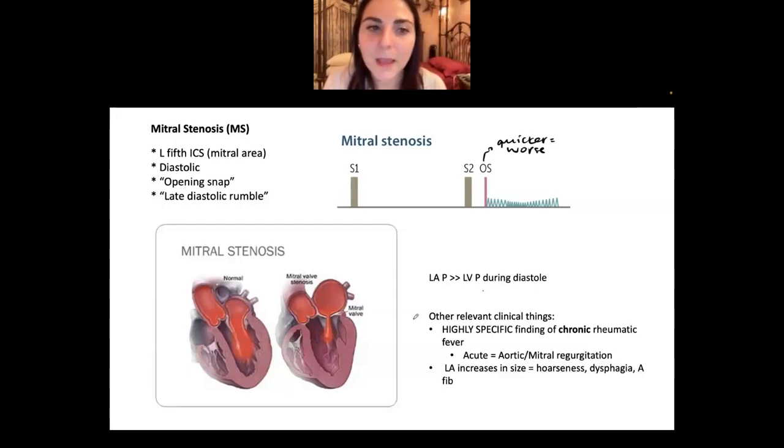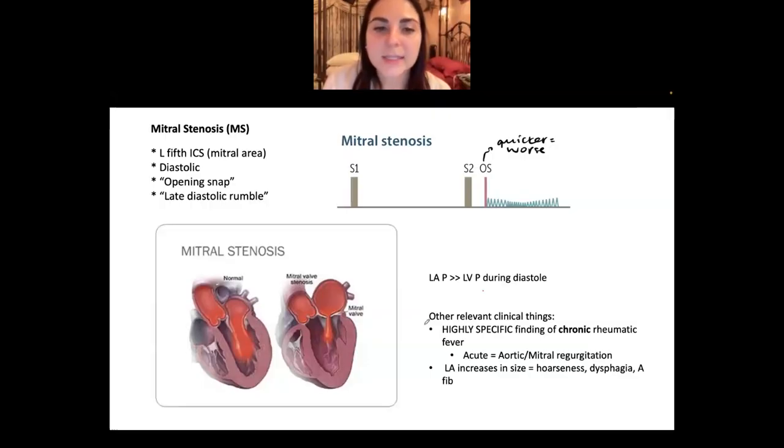which is already a red flag, because left atrial pressure shouldn't be higher than ventricular pressure during diastole. And then other relevant things: if you have mitral stenosis, this is highly specific for chronic rheumatic fever. Okay. You can also have rheumatic fever occurring acutely, but usually that's going to present with an aortic or a mitral regurgitation. Those are just fun facts. Chronic rheumatic fever is mitral stenosis. But if you have acute rheumatic fever, that's more indicative of an aortic or mitral regurgitation.